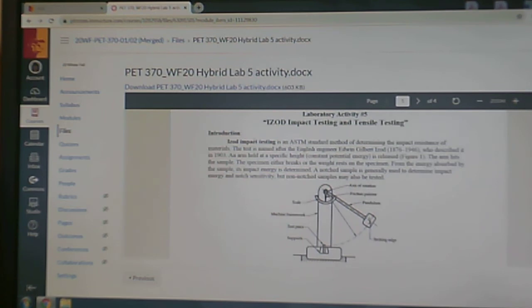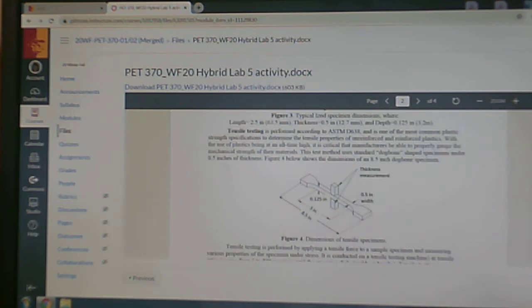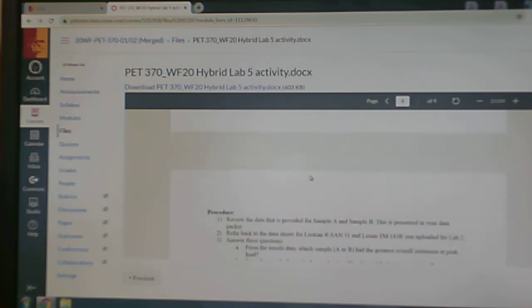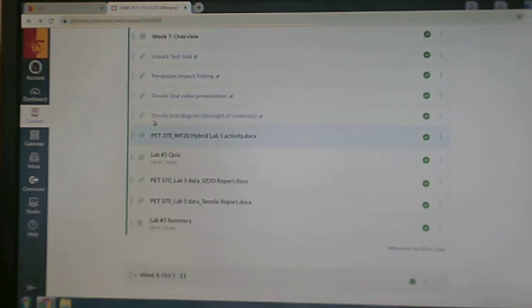So we talk about both IZOD impact testing and Charpy impact testing, and then we talk about tensile testing and give a schematic of the tester and the different types of information that you get from a tensile test, and then the procedure for answering the questions in your summary document. And so we're going to look at IZOD data for impact, we're going to look at tensile data, and then from there we want you to make the determination about which one is Lustran and which one is Lexan. So for these, please review these videos and then your activity document and answer your lab quiz.